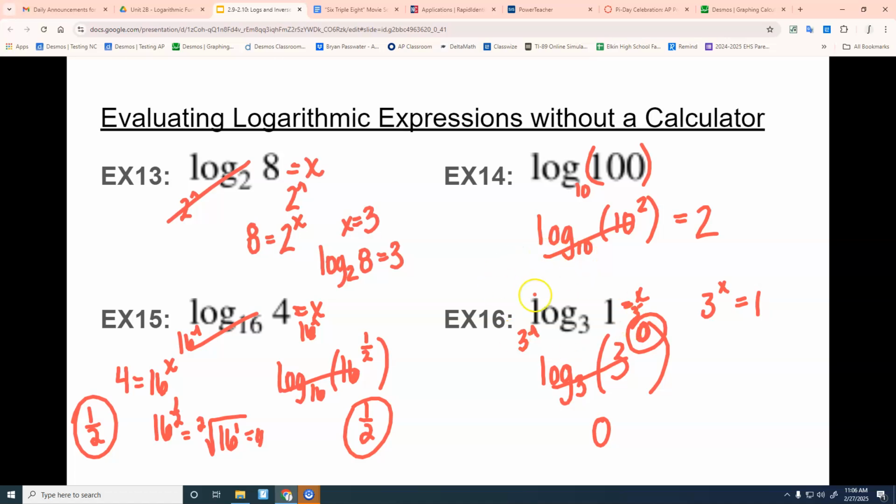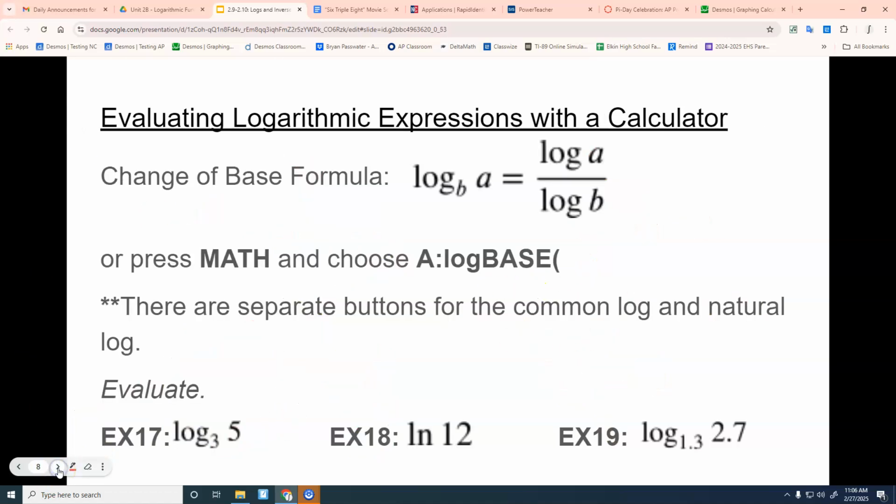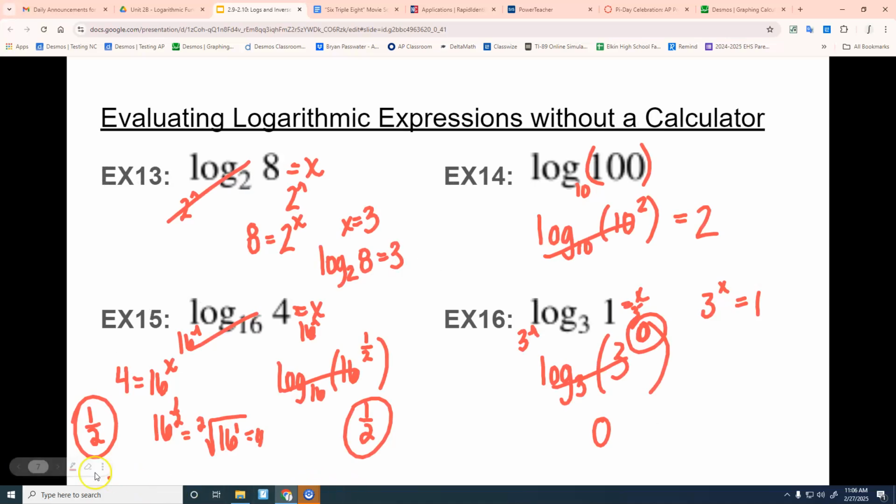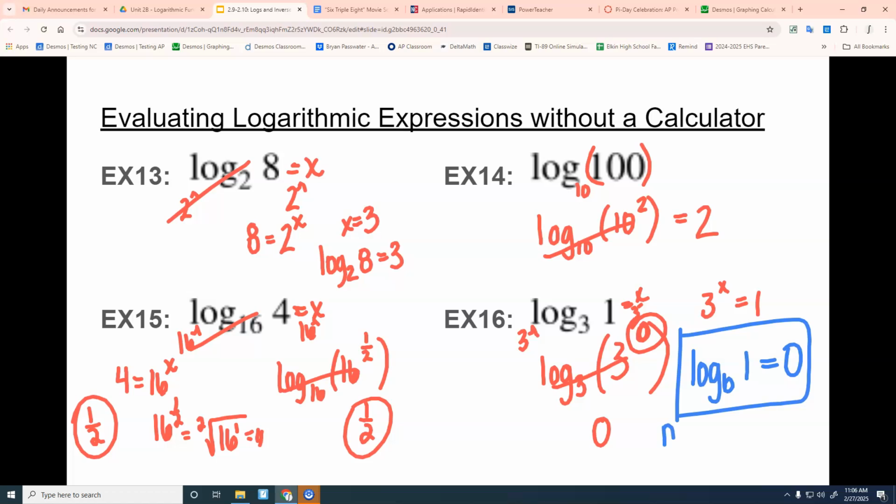Okay, now, did I put it on the next slide? No. Okay, let's make ourselves a note right here. Log base b of 1 always equals 0. Okay? Does not matter what the base is. So, if you're doing any type of log of 1, you're going to get 0.